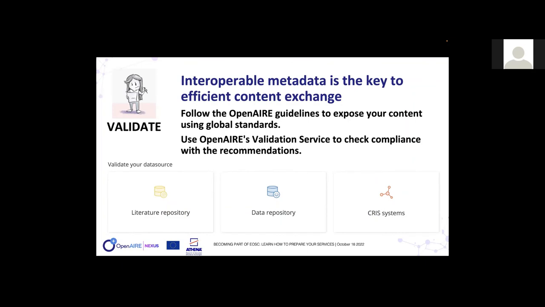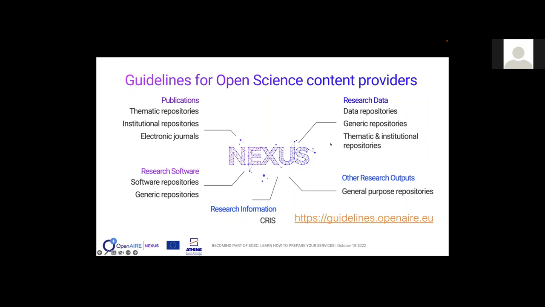OpenAIRE is also providing a validation service that allows you to make sure that your content is following the OpenAIRE guidelines. We have guidelines for publications, for research data, for research software, and other research outputs. And the latest addition is about the research information, the CRIS systems, and you can find details about them in guidelines.openaire.eu.